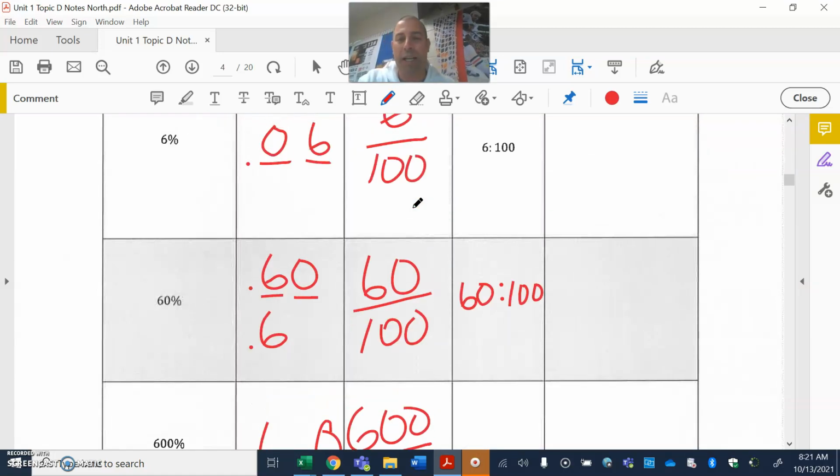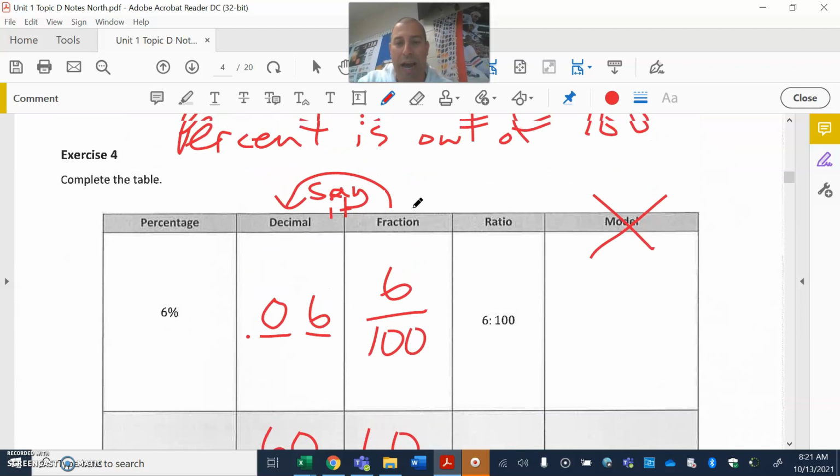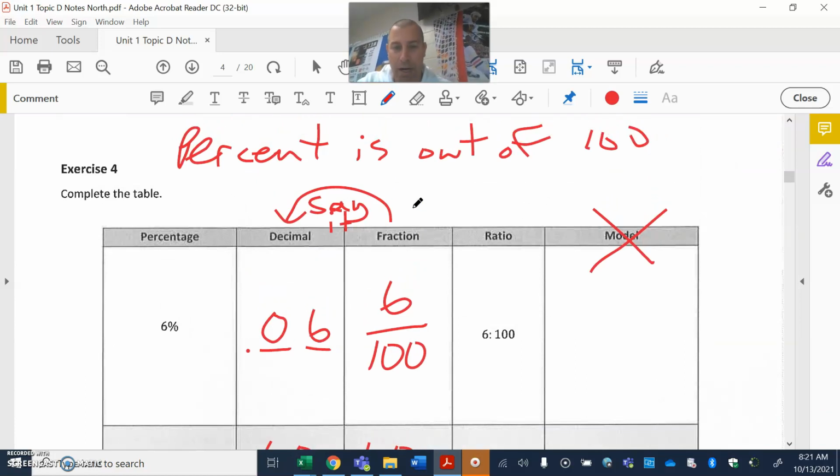Again, the main things we want to flow back into are what we wrote at the top: percent is out of 100. We do want to make sure to change your fractions into your decimals by just saying it. And again, that's going to help us out, even when we convert decimals into fractions just by saying it.